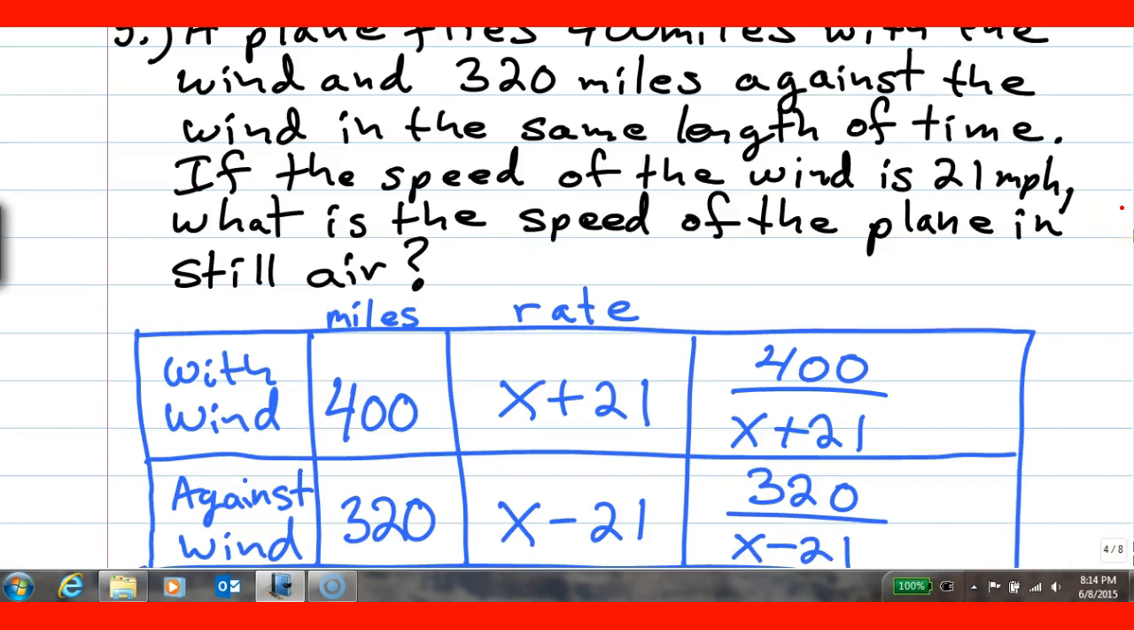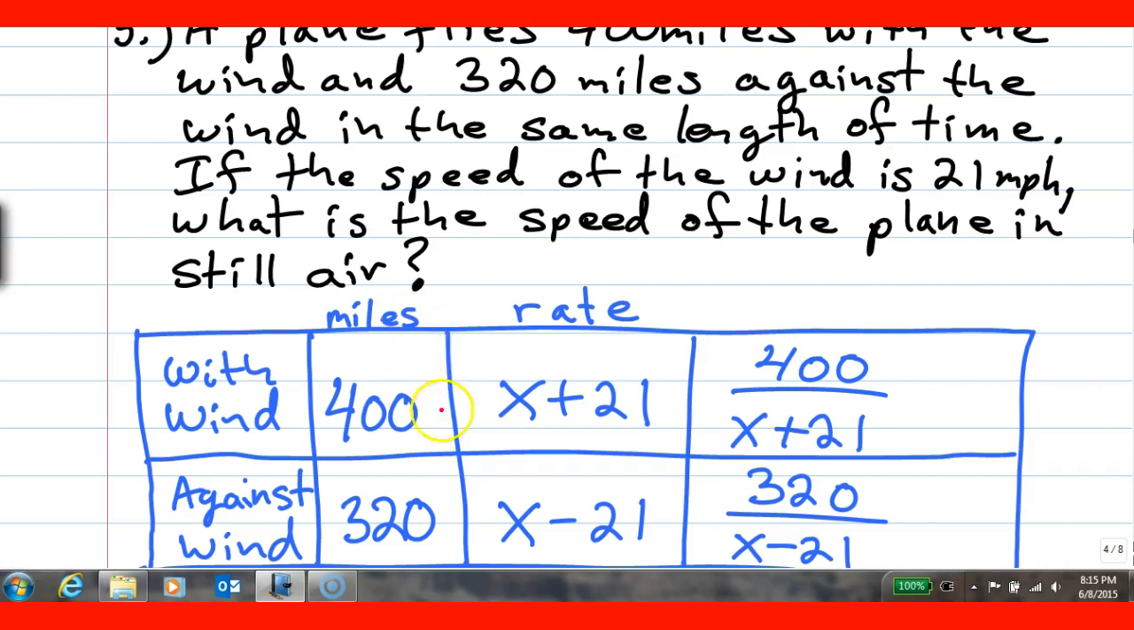So we have with the wind and against the wind. With the wind, the plane is flying 400 miles, and against the wind, the plane is going to fly 320 miles. We have a rate as well. We know that with the wind, this plane is going to fly x speed plus 21 miles per hour. Against the wind, it's going to fly x speed with that 21 miles per hour working against it, so we're going to make it a subtraction.